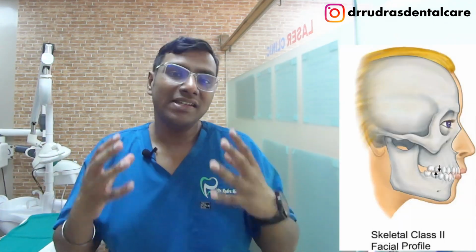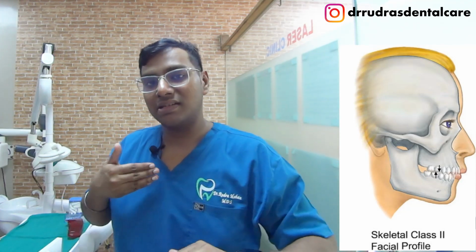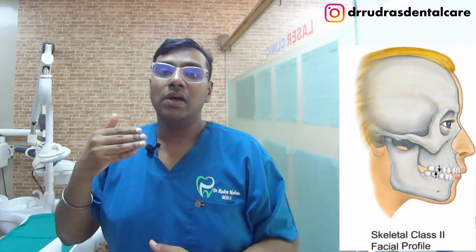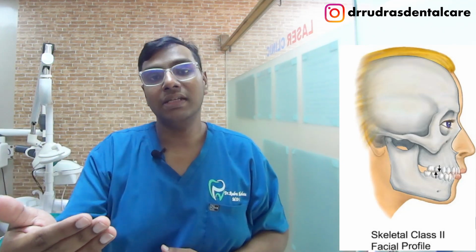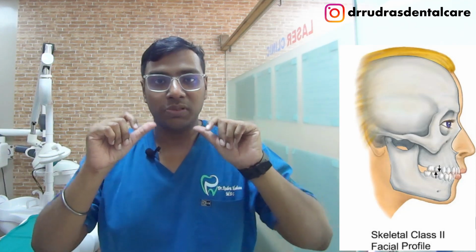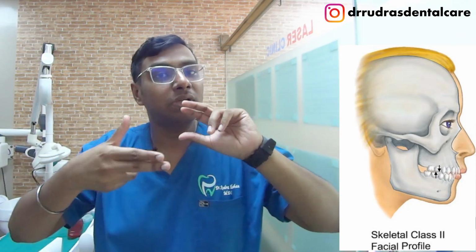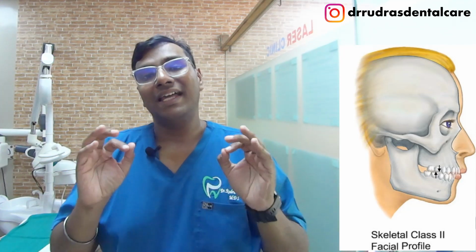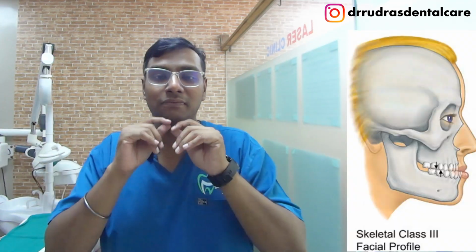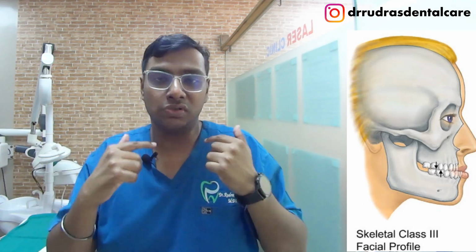So what is skeletal malocclusion type 2? Very simply, it's a convex profile where your lower jaw is either placed distally or at the back position with respect to the maxillary or the upper jaw. It could be because of the maxilla, the upper jaw, being protruded, or the mandible being retruded, or a combination of both. As simple as that. And skeletal class 3 is the reverse. You have mandibular protrusion or maxillary retrusion or a combination of both.